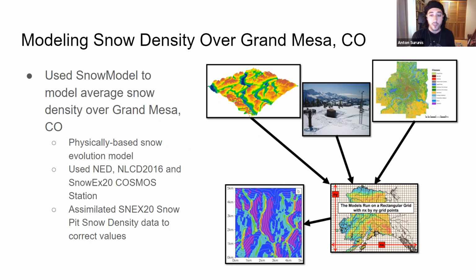For this model, we used a DEM from the National Elevation Data Set, land cover data from the NLCD database, and we used meteorological data from the SnowEx 20 Cosmos station. And then as a final step in the modeling process, we assimilated snow pit density measurements to produce a correction field. This helped to correct snow density to those values observed in the field and helped to reduce time in calibration and validation of the model, given the short time frame.